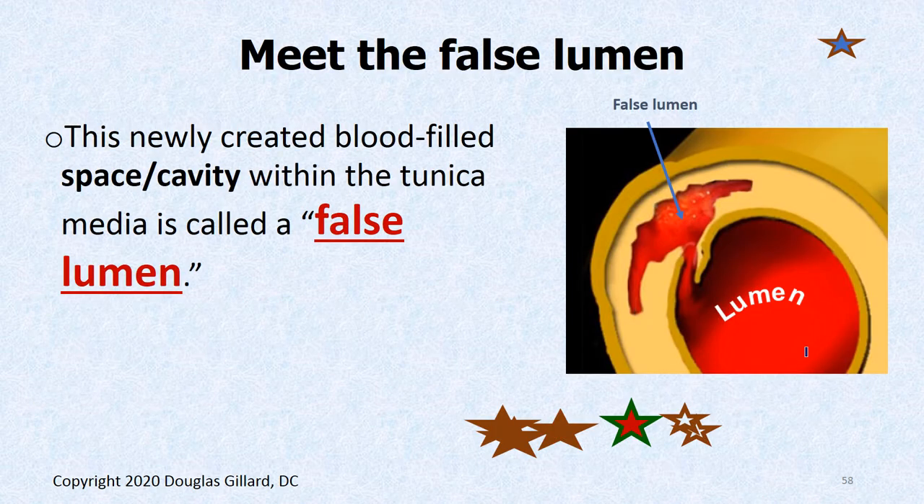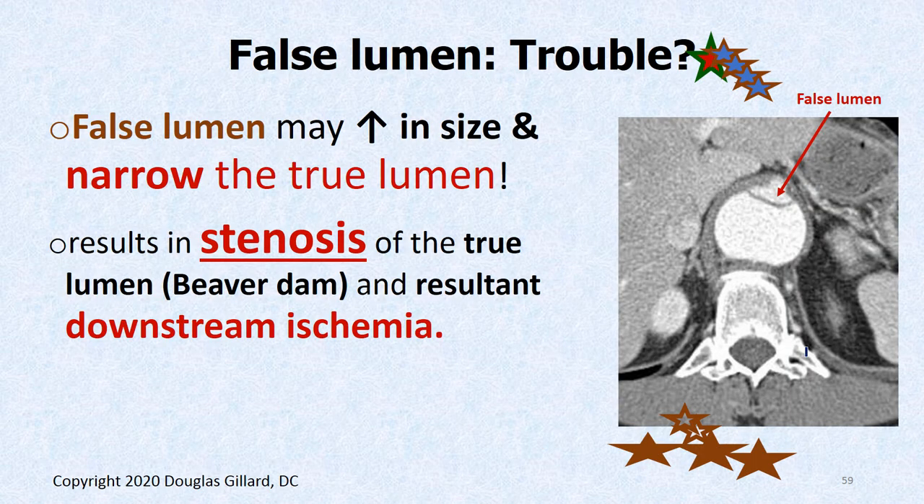All right, there's the false lumen, true lumen. Here's an angiography again, and you can see the true lumen, and you can see a false lumen, right? And there's the wall. So that's blood, that's a dissecting aneurysm right there. And you can see it's caused some stenosis. It's caused a beaver dam.